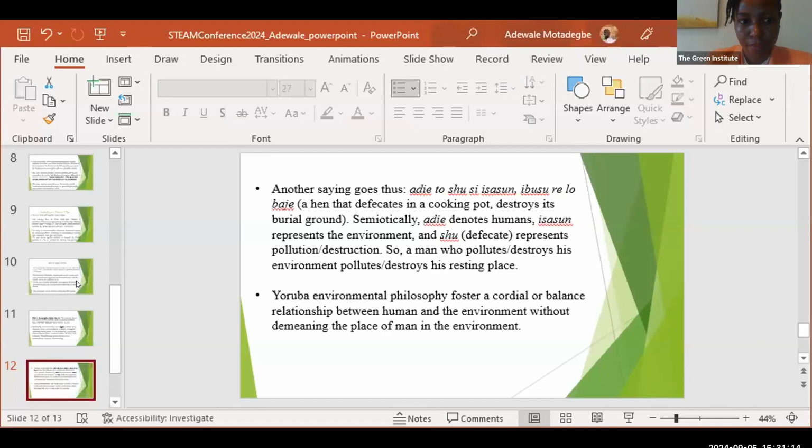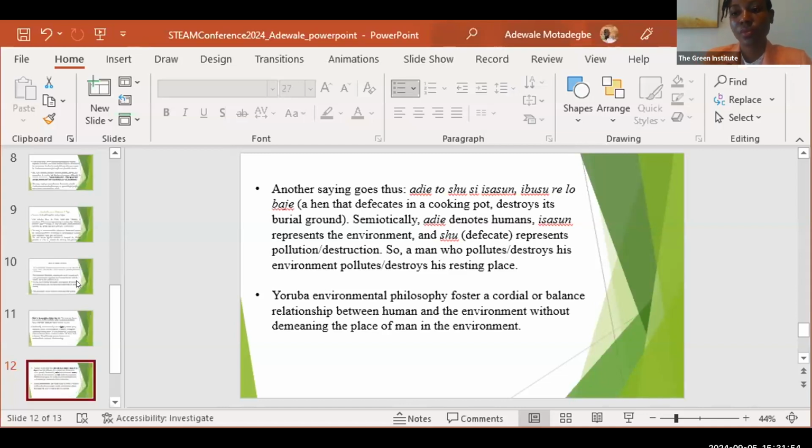Semantically, when we look at it, the sign denotes humans and represents man in the Yoruba context, while the other sign represents the environment, knowing fully well that within the Yoruba community there is a place to bury the dead. It denotes the environment, and to defecate there is talking about pollution or destruction. So a man who pollutes or destroys the environment pollutes his resting place. That's the implication in Yoruba philosophy. And this awareness, this consciousness of the relationship between man and nature, thereby does not lead to excessive exploitation.